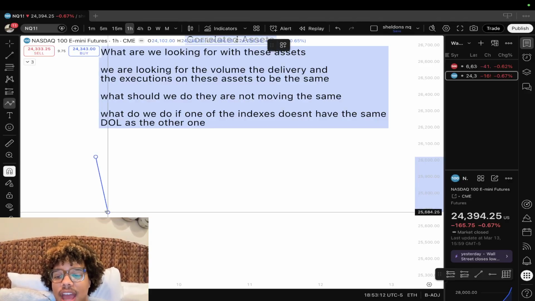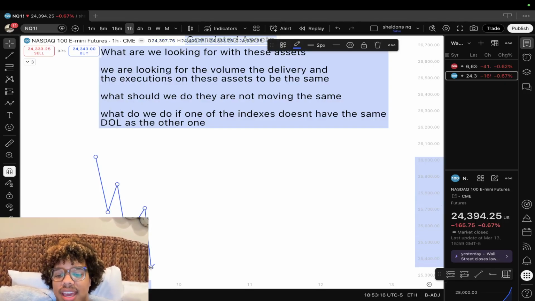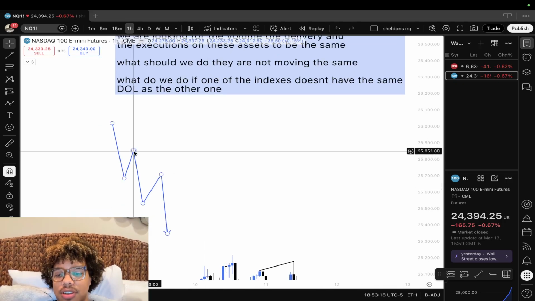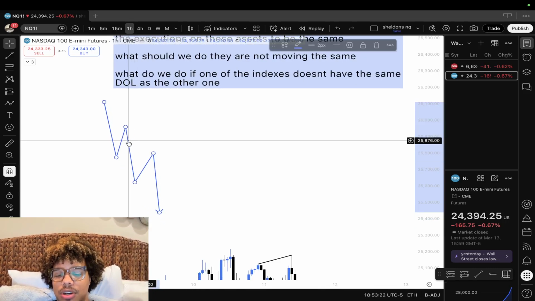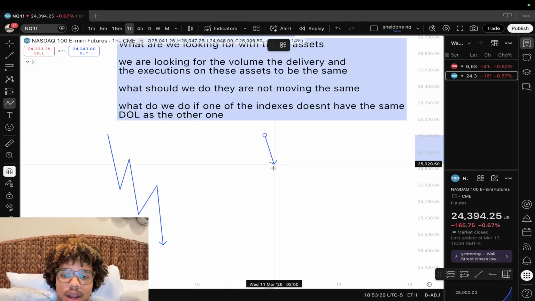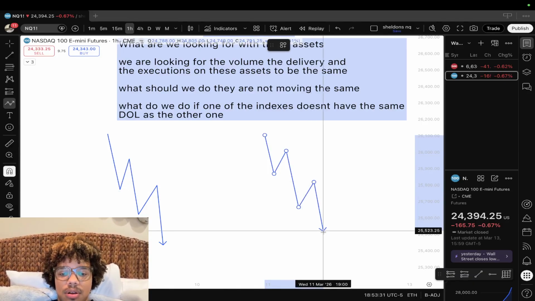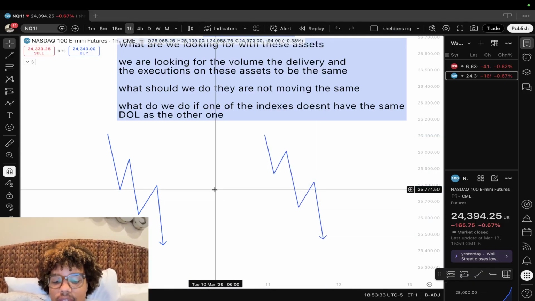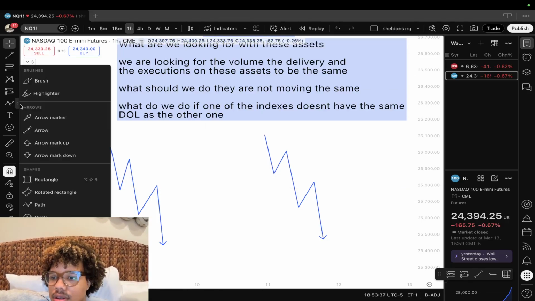I know some of you guys have been asking me to do actual representations and not the drawings, but I do not have a representation of this, so we're going to be using the drawing. So let's say that that is the NASDAQ on the left, and on the right, we have ES. Actually, we're going to use the brush.